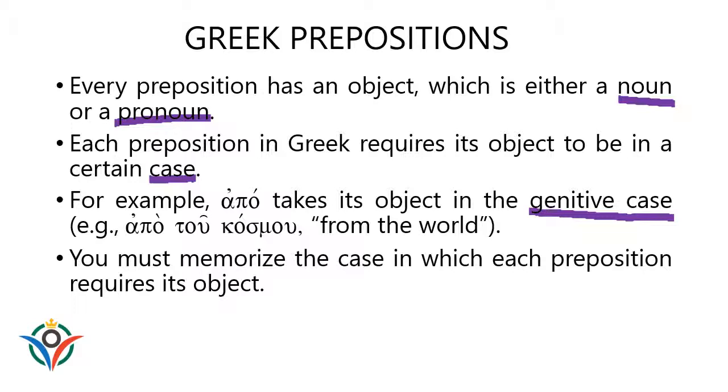You will never have its object in a different case. It must be in the genitive case. That is a golden rule. So there's our example, huper tou kosmou, and tou kosmou is the object, and it is in the genitive case. And then finally, you must memorize the case in which each preposition requires its object.